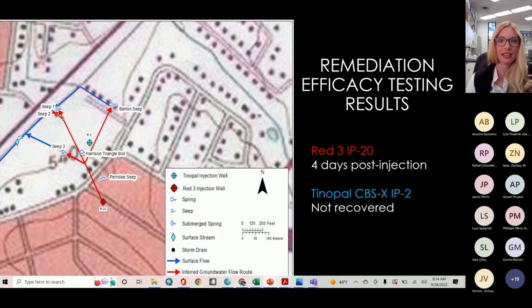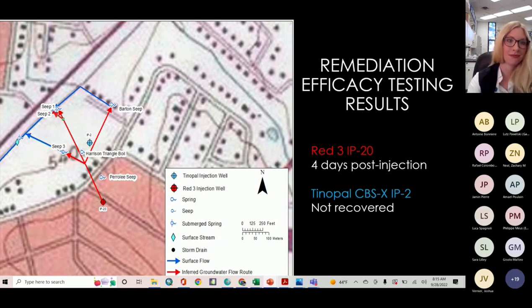We were also testing where we could most effectively introduce remediation material. We found that an upgradient well that was actually a little bit further away from some other ones that we tested did exhibit a direct connection to these impacted seeps, and within 4 days of injection we were recovering it. So that made a very good candidate for introducing the BOSS trap and treat hydrocarbon remediation technology.